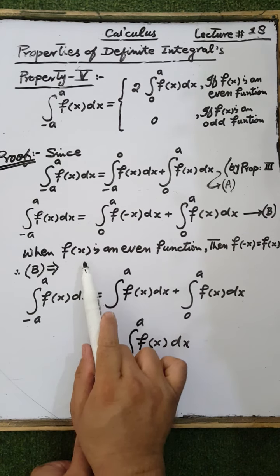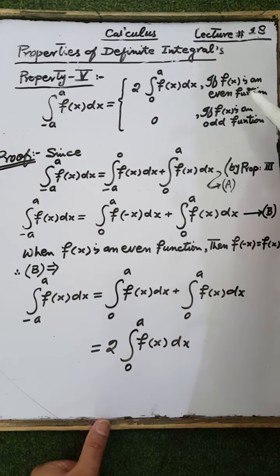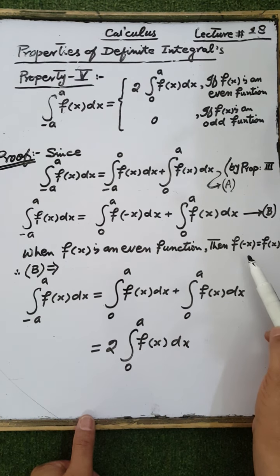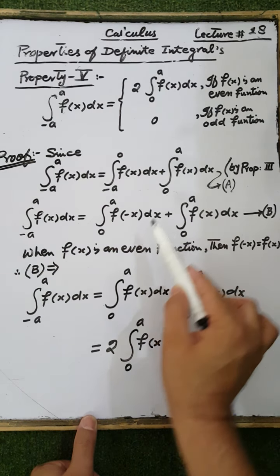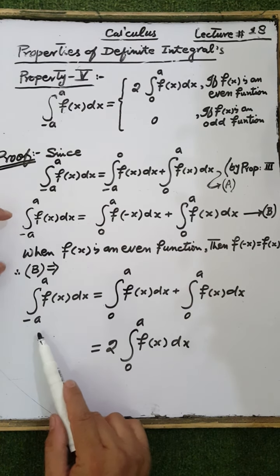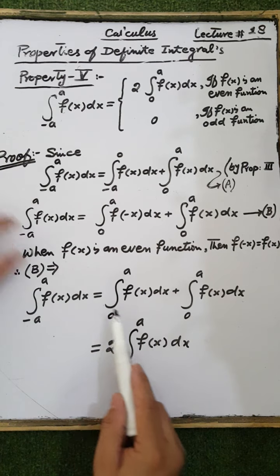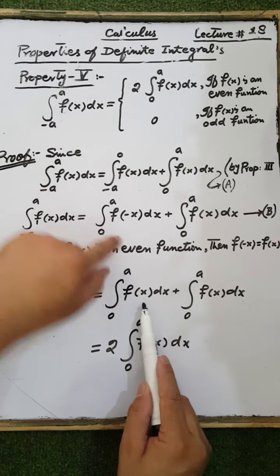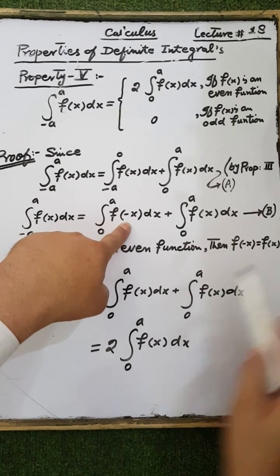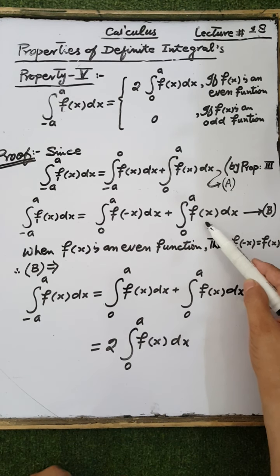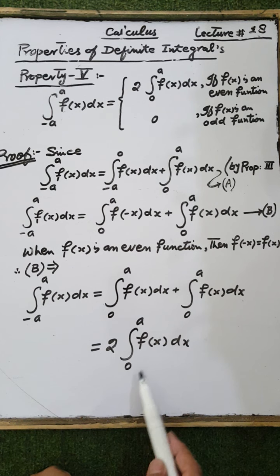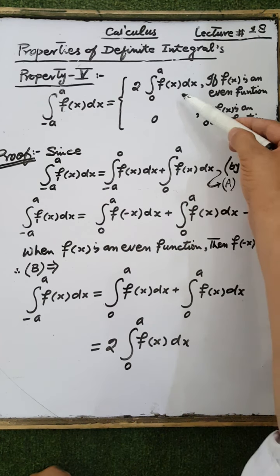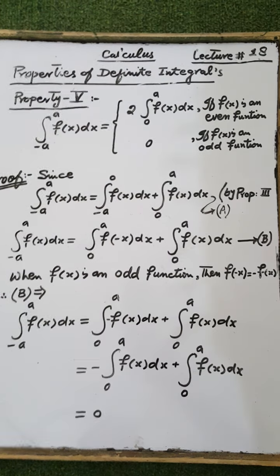When the function f(x) is an even function according to the above condition, then by definition, or according to the condition of the even function, f(minus x) will be equal to f(x). Therefore, equation number b implies that the integral from minus a to a of f(x) dx is equal to the integral from 0 to a of f(minus x), which is f(x) dx, plus the integral from 0 to a of f(x) dx, which is equal to 2 multiplied by the integral from 0 to a of f(x) dx according to the above result.